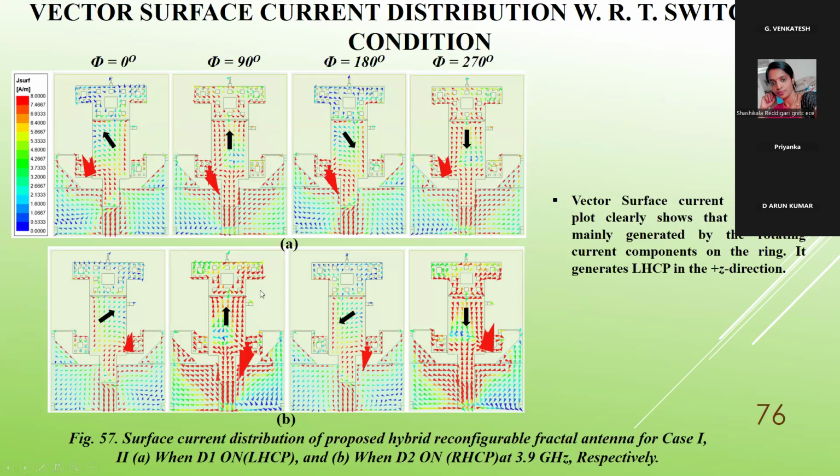Next, coming to surface current distribution, where we can see when D1 is on and D2 is on. When D1 is on, we'll get the LSCP, so at 0, 90, 180, 270 degrees we get LSCP. In the next figure, when D2 is on, we'll get the RSCP. This frequency band, 3.9 gigahertz, has been shown.